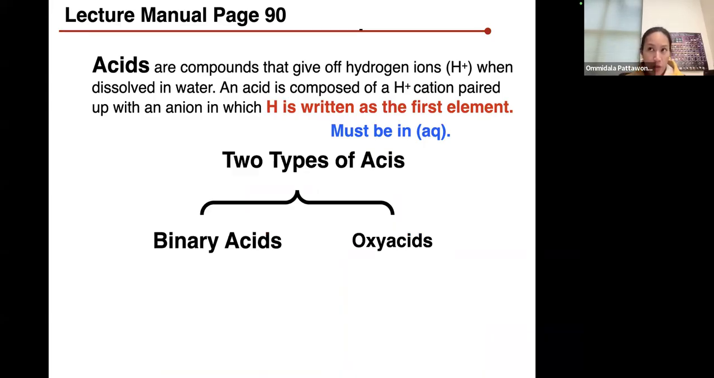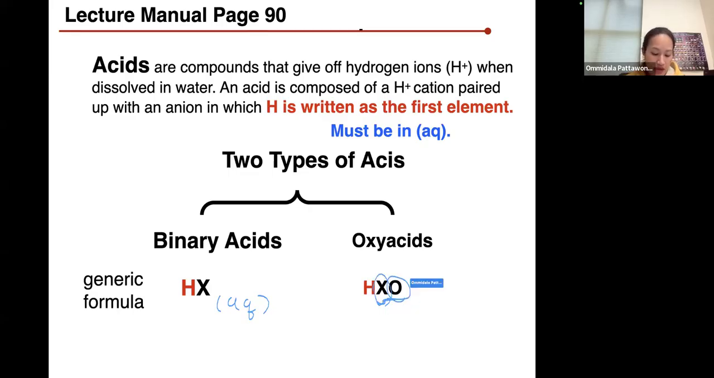One is binary acid, which means it contains only two elements, which is going to be HX. So again, hydrogen first, followed by any X, any nonmetal. Note that it needs AQ as well. Second one, oxy acid. Oxy, as the name implies, contains oxygen. It is the acid that contains oxygen. So the generic formula would be HX, where X can be any other nonmetal, but this nonmetal includes oxygen as well.